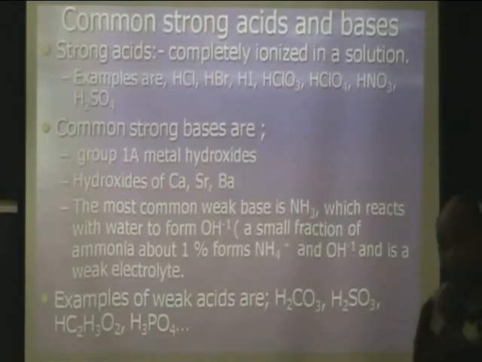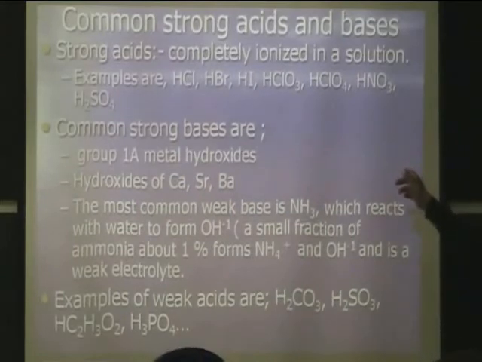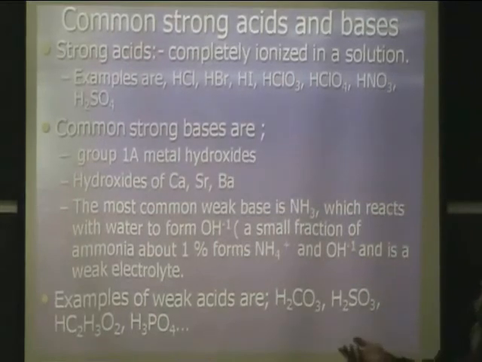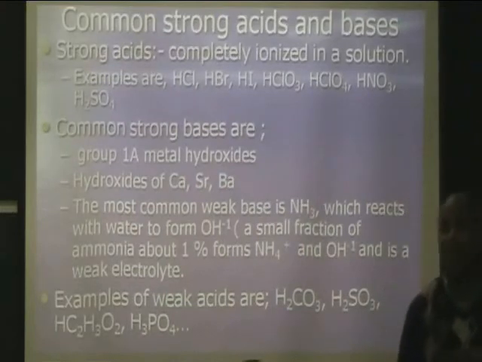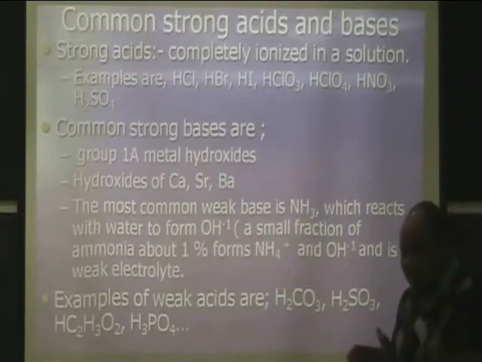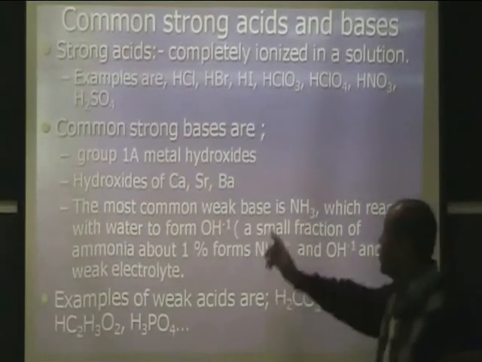And no. HF, hydrogen fluoride. Did you see HF here? Unfortunately, you don't see it. Hydrofluoric acid, unfortunately, is a weak acid. Why? I don't know. Sometimes things are not, you see, we can't give a definition: all monoprotic acids are strong acids. A good example is HF.